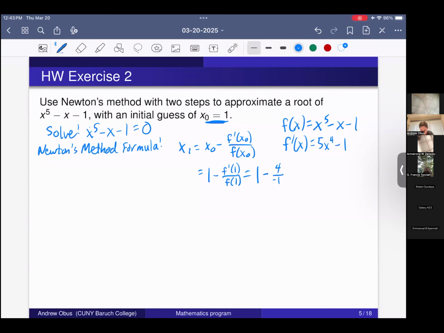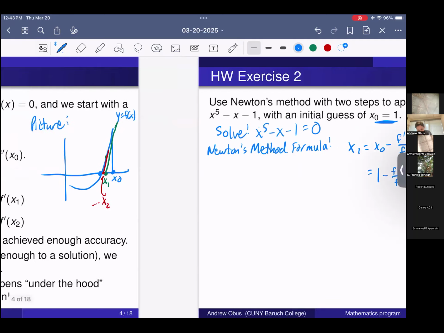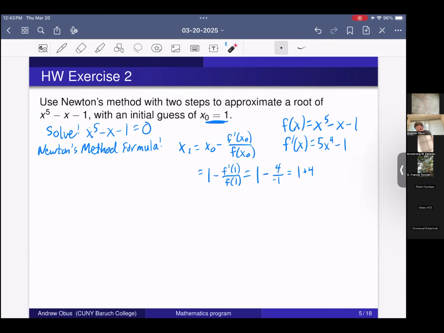I'm not doing anything wrong here, right? Okay, well, let's see. Let's just do it. Let's see how this works. And so what are we going to get here? This is going to be 1 plus 4. Oh, wait, did I do it wrong? Aha. Oh, okay. Sorry.